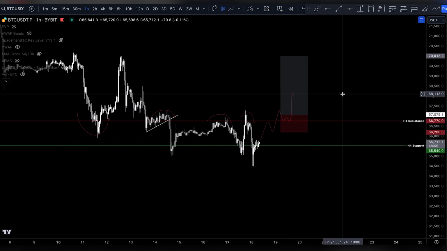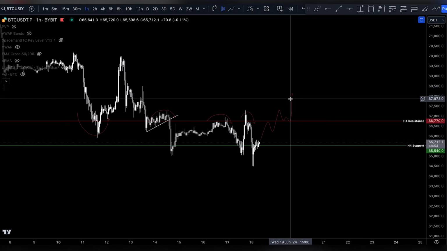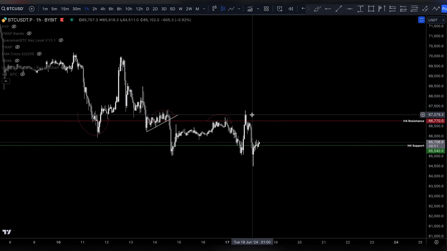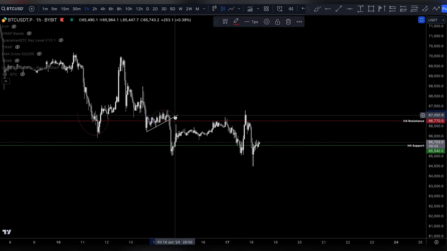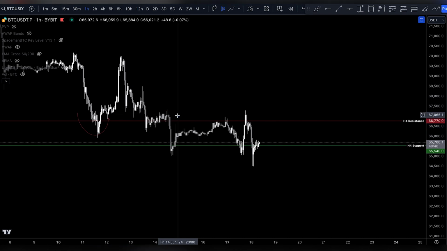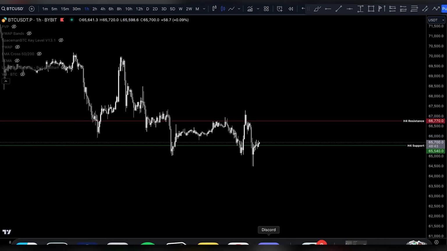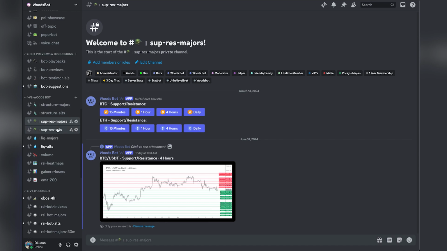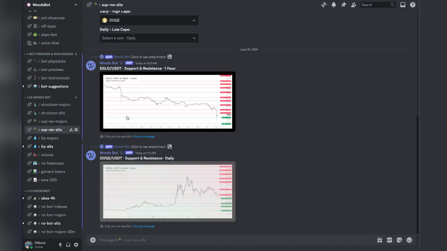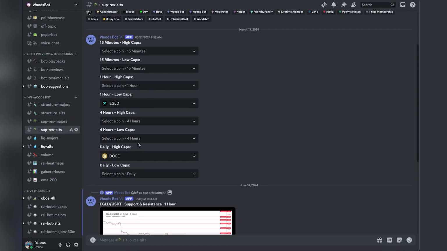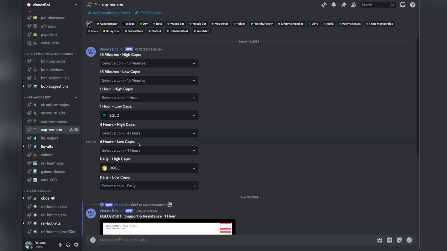So this is a general overview of what support and resistance actually are, as well as how you can look to play them and where you can find them inside of the Discord. And like I said, if you take a look here, we have it across a ton of different altcoins, high caps, as well as low caps on the daily, 4-hour, 1-hour, and 15-minute time frames.